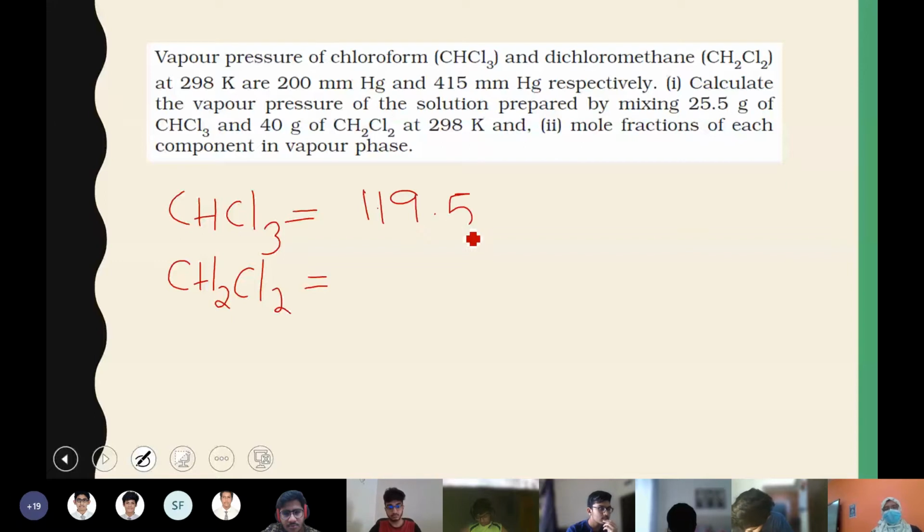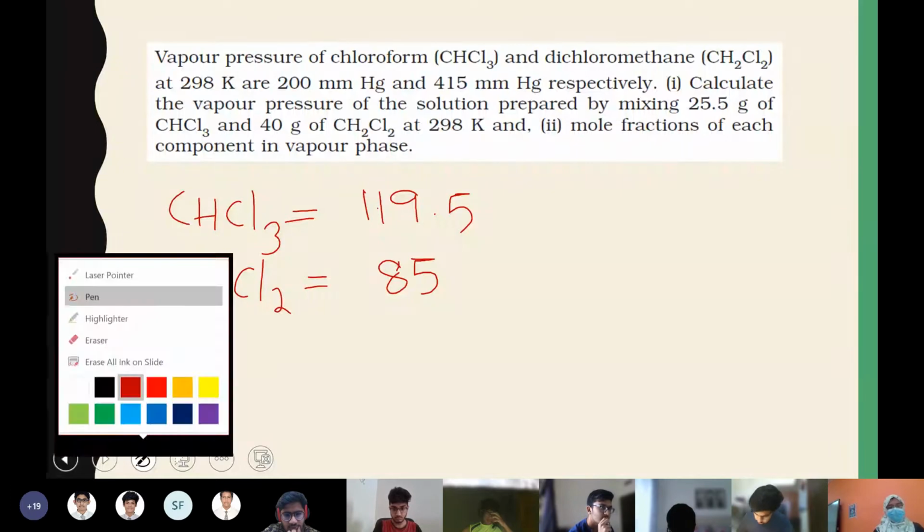You will be getting 119.5. Similarly, you can do it for dichloromethane, CH2Cl2. Carbon is 12, 2 hydrogen is 1 into 2, then 35.5 is chlorine, 35.5 into 2 is 70. So it is 85, right? This is the molar mass. From the formula you can calculate the molar mass.